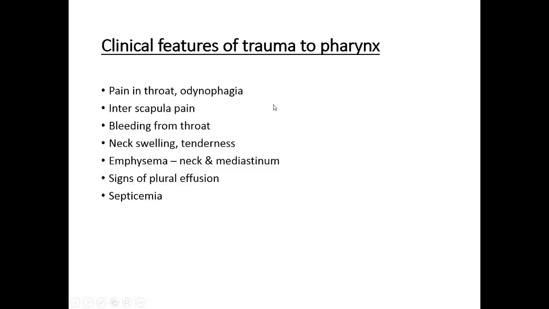So the clinical features would be severe pain in the throat, and it is very painful to swallow. Odynophagia will be there, and sometimes the pain may be in the interscapular region. Bleeding can be there from the throat, and they can have neck swelling and tenderness also. Surgical emphysema may or may not be there in the neck or mediastinum. Sometimes pleural effusion might develop, and they might have septicemia a few days later.